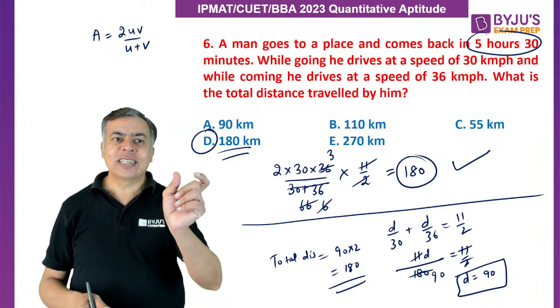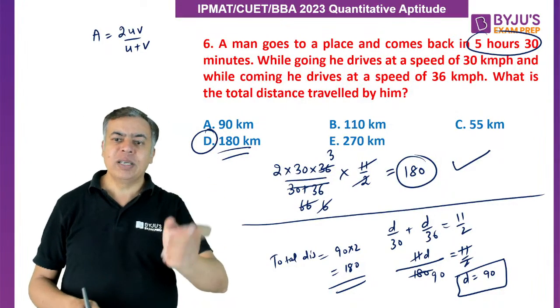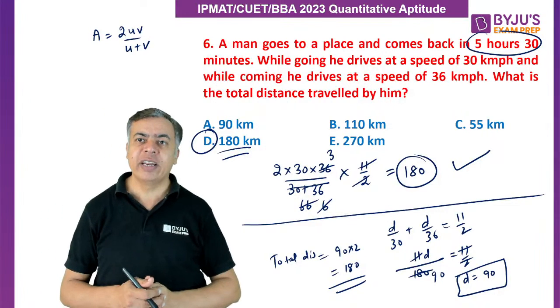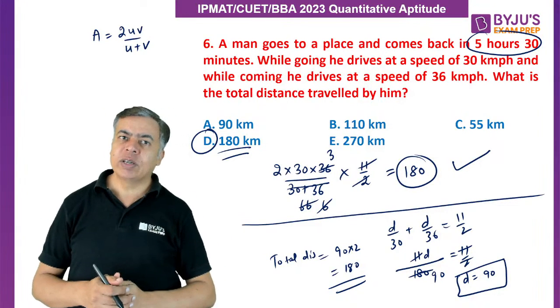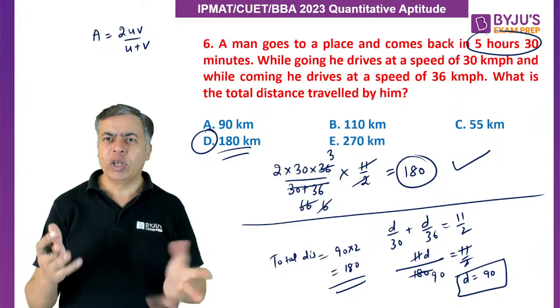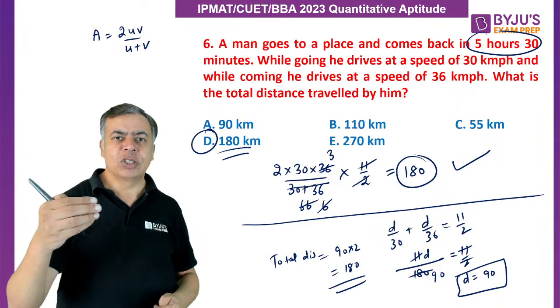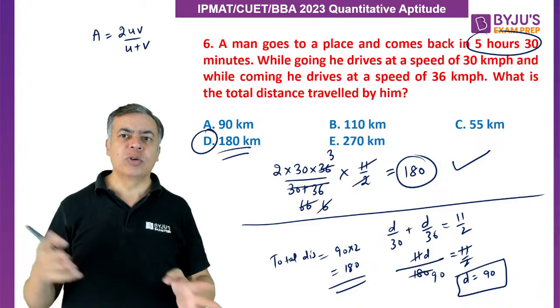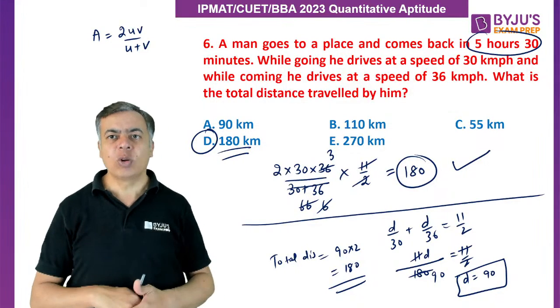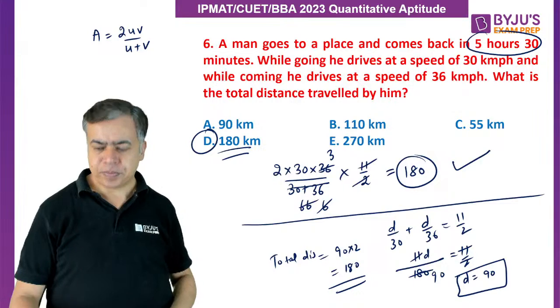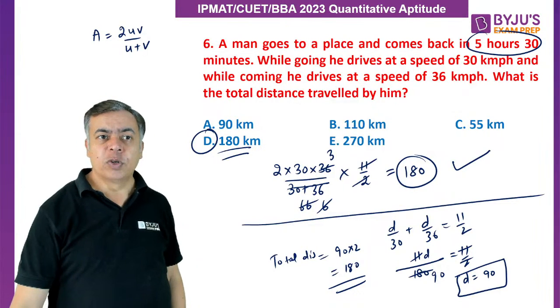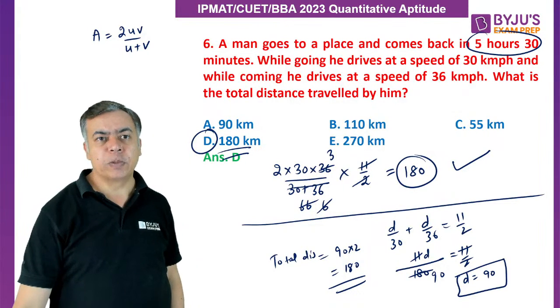calculate one side distance as d, right, d by 30 plus d by 36. I am just applying a linear equation, right? You could also do it with a linear equation, in which you did not need to remember any formula. Simply, distance by speed is time, distance by speed is time, and the total time is given, you can calculate that. Okay, so let's move to the next question. Right, D option is the correct answer.